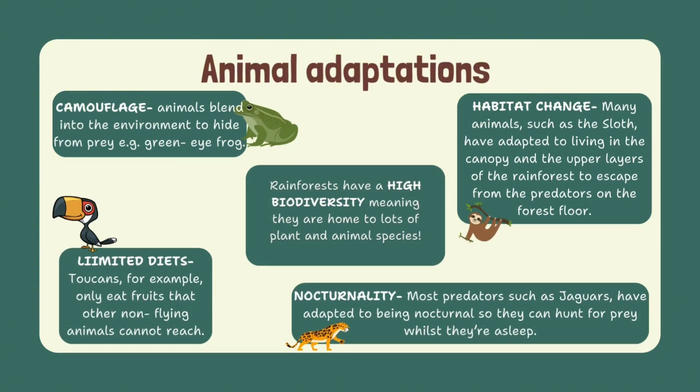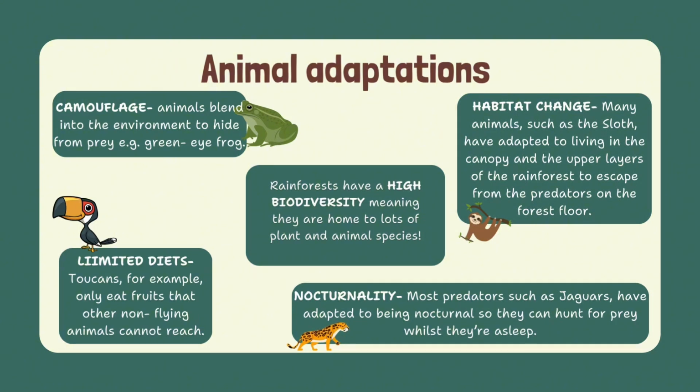Rainforests have a high biodiversity, meaning they are home to lots of plant and animal species. But how have they adapted to living there? Through camouflage, animals blend into the environment to hide from their prey, such as the green-eye frog. Animals have adapted to having limited diets, such as a toucan who only eats fruits from trees that other non-flying animals cannot reach. Also, habitat change.